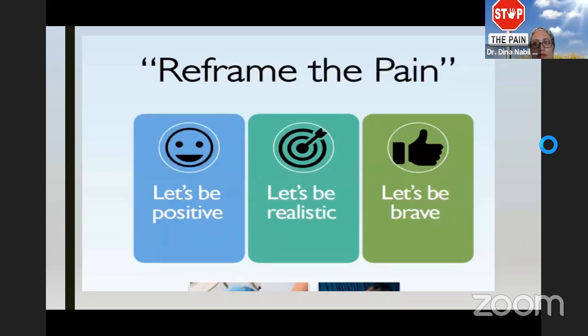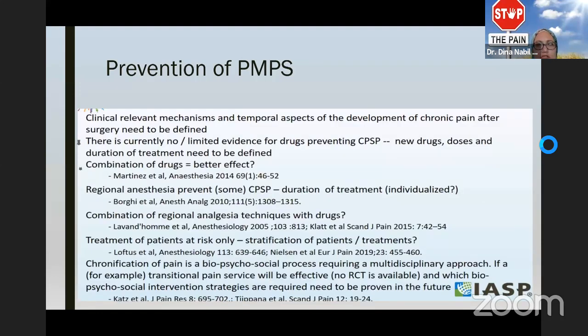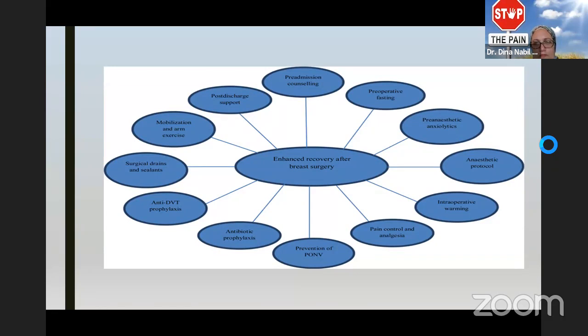Now we have to reframe the pain. What can we do? For prevention of post-mastectomy pain syndrome, there is a recommendation of using a combination of drugs, a combination of regional anesthesia and drugs, and treatment to be tailored or individualized for each patient, together with a biopsychosocial approach for such patients and the multidisciplinary approach.